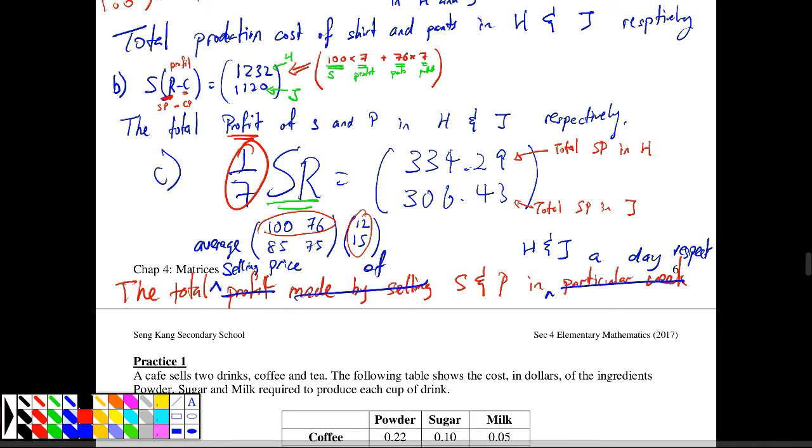Now, if I have the word total, that means I expect to see 2 numbers. If I don't have the word total, I will see 4 numbers. Because if I don't have total, shirt and pants in Jurong and Hougang, I expect to see shirt Hougang, pants Hougang, shirt Jurong, pants Jurong.